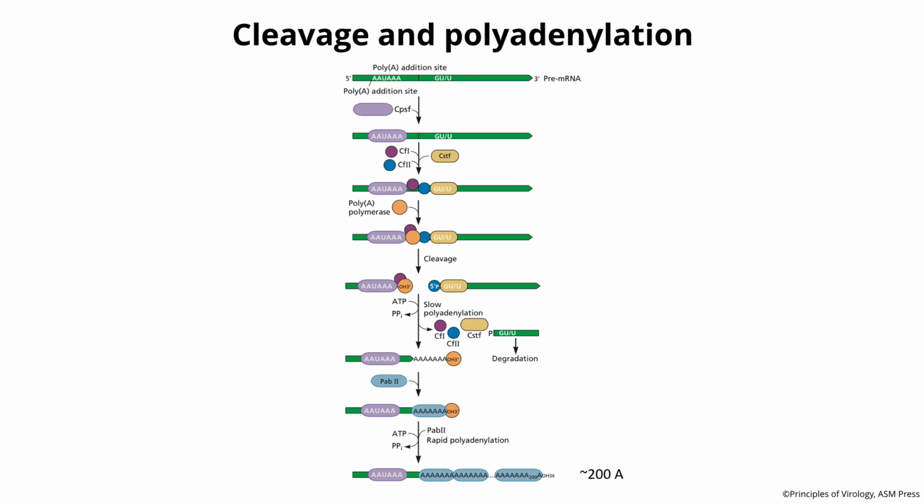The cleavage occurs right 3' of the poly-A addition site, and the remainder of that RNA is presumably degraded because it's not needed. And then the enzyme poly-A polymerase adds 200 or so A's to the 3' end. So polyadenylation is a post-transcriptional event. The polymerase has gone by the addition signal for poly-A, and only later does cleavage and polyadenylation occur.